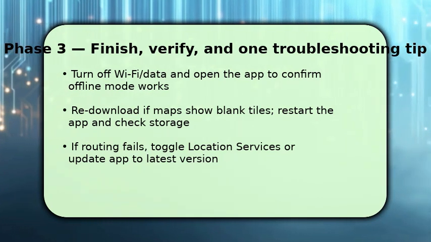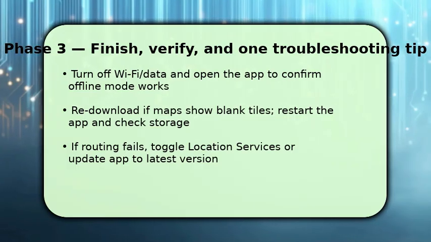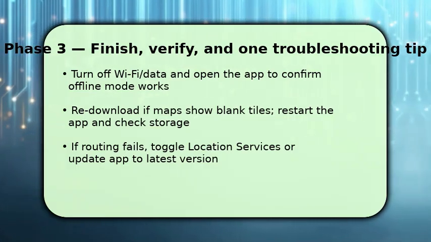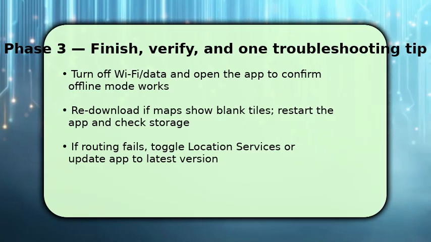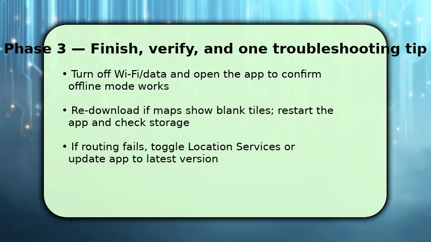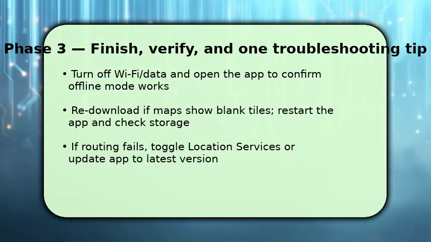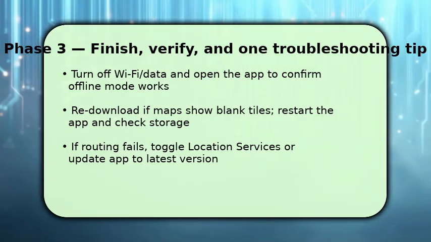Switch off Wi-Fi and cellular, then open the Maps app and navigate the saved area to confirm tiles and search work. If you see blank tiles or missing data, restart the app and re-download the region, making sure you had enough storage and a stable connection when saving.